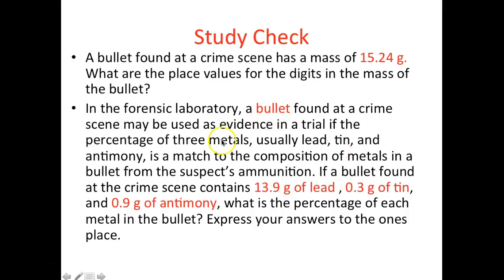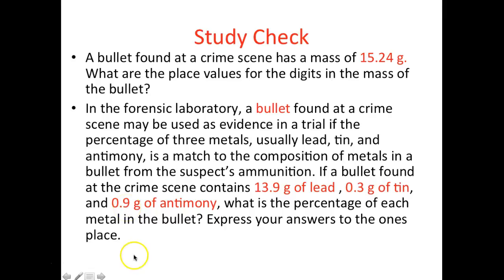The bullet found at a crime scene may be used as evidence in a trial if the percentage of the three metals, lead, tin, and antimony, is a match for the composition of metals in a bullet from the suspect's ammunition. If a bullet found at the crime scene contains 13.9 grams of lead, 0.3 grams of tin, and 0.9 grams of antimony. All right, if you add all of these up, 13.9 plus 0.3 plus 0.9, you should get 15.1.